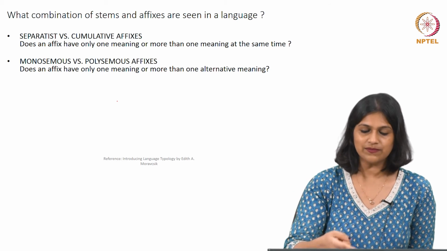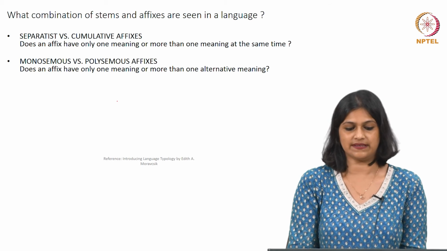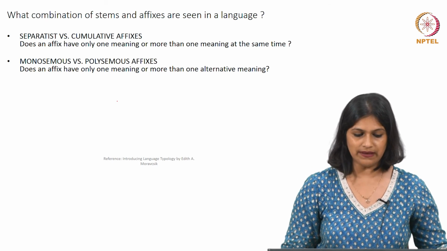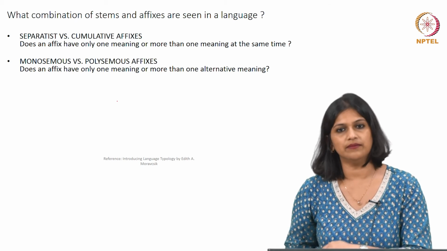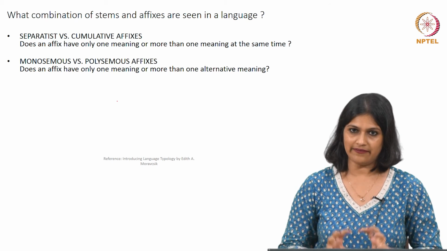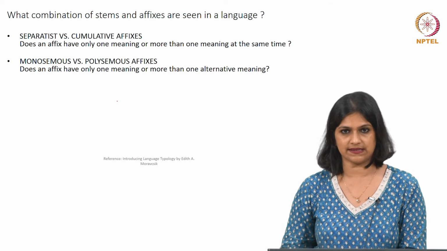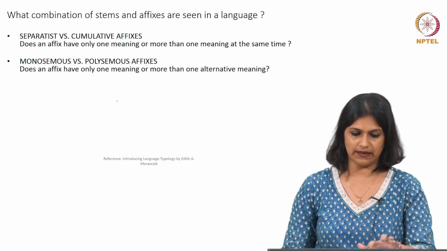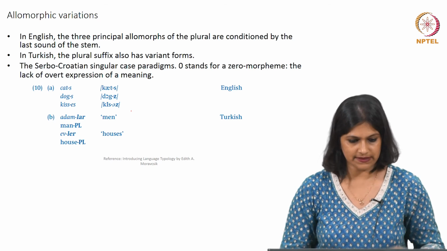This will have a connection with monosemous and polysemous affixes. If it has only one meaning, it will be monosemous. If it has an alternative meaning, it will be polysemous. So, each morpheme or each affix having an alternative meaning would be considered a polysemous affix, but if it has only one meaning, then it will be considered a monosemous affix. Okay?